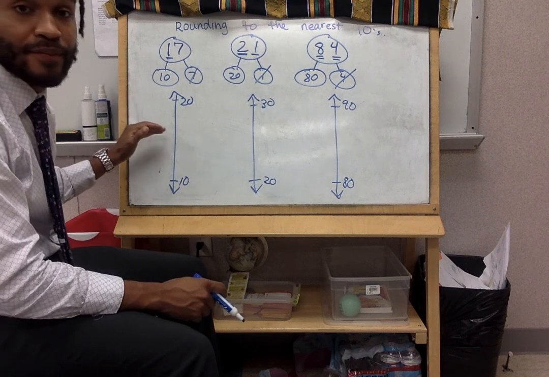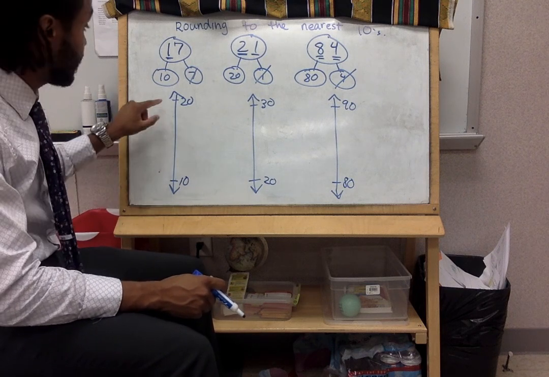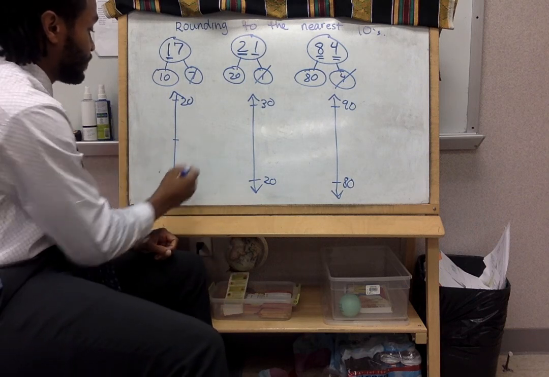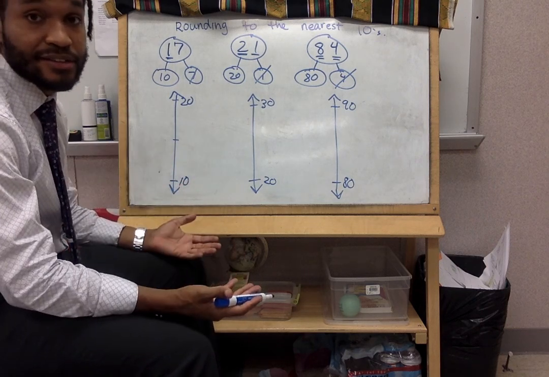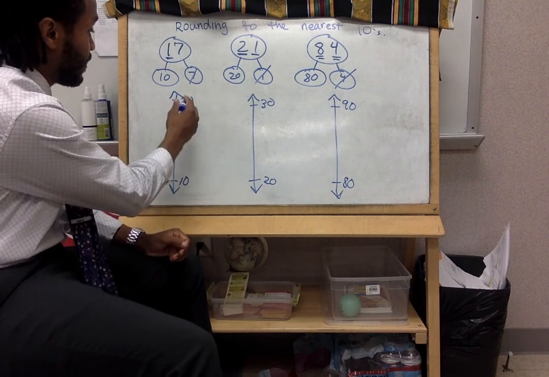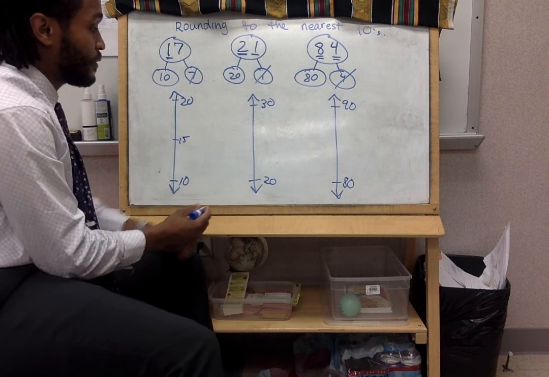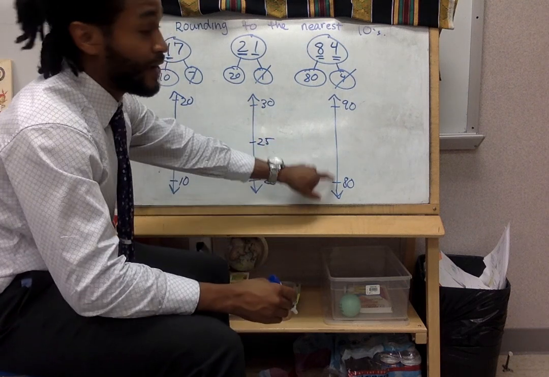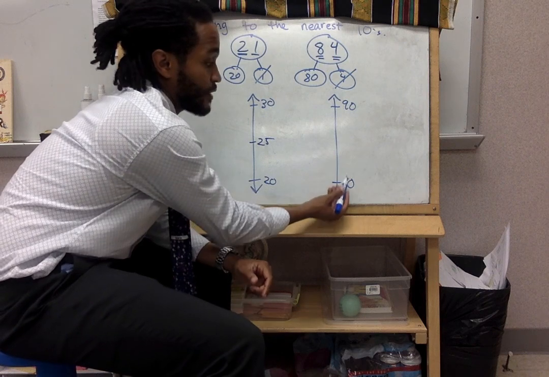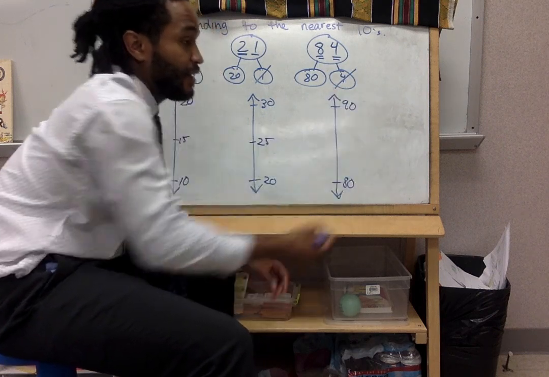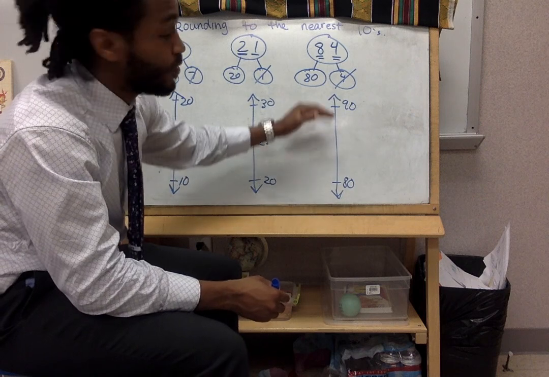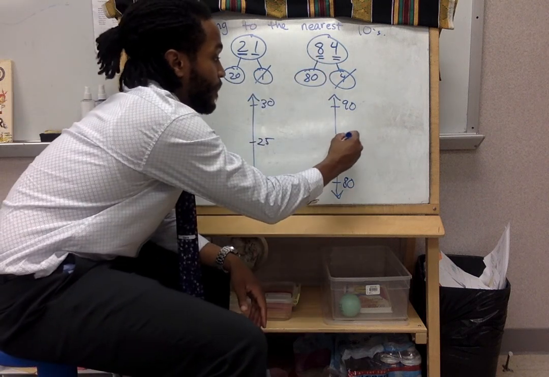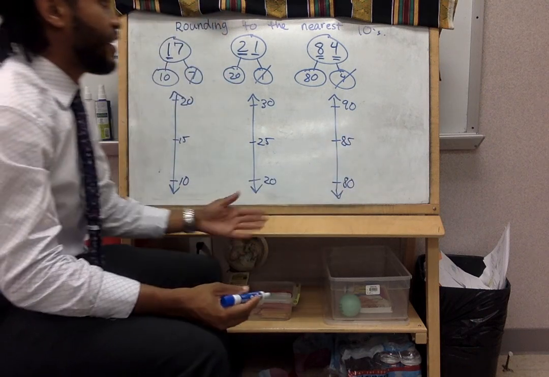The next part, after finding the bottom benchmark and the top benchmark, is to find that halfway point. Between every 10 is a 5. So between 10 and 20 is 15. Between 20 and 30 is 25. Between 80 and 90, a number that's higher than 80 and less than 90. That's why these vertical number lines are cool, because the higher number would be on top and the lower number would be on the bottom. It's a good visual. 85.